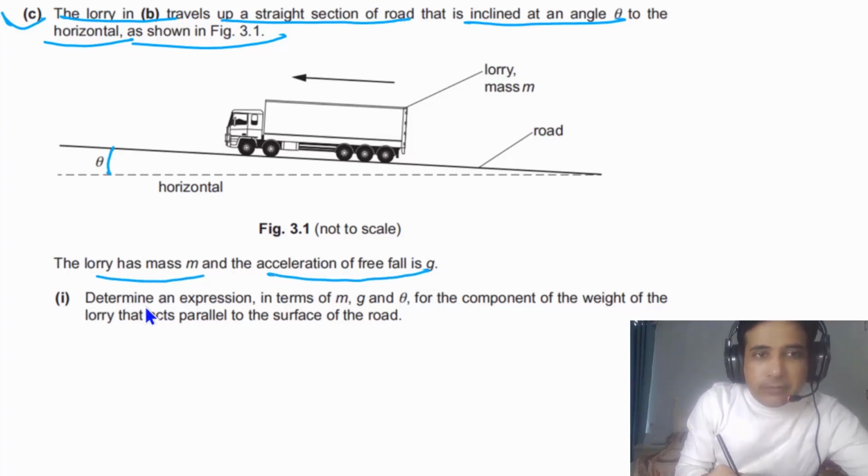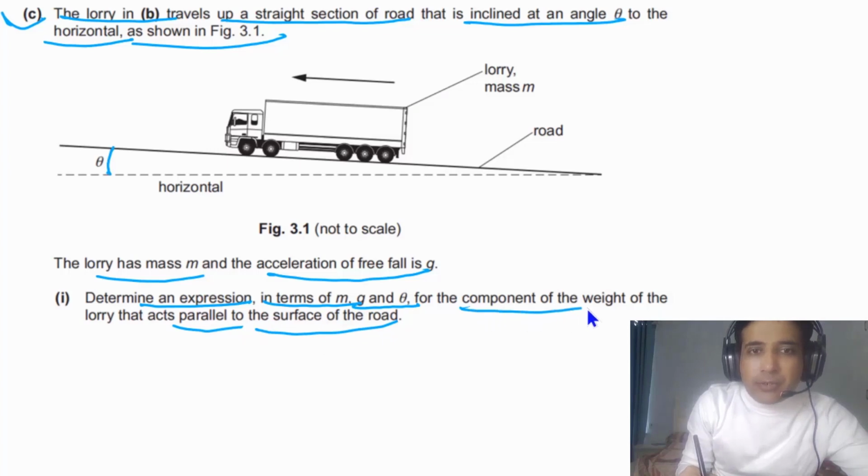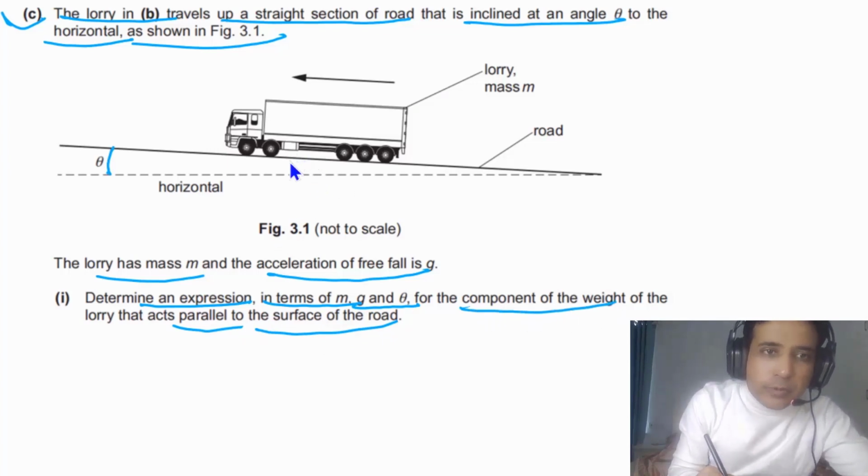For part C1, we need to derive an expression in terms of m, g, and theta for the component of the weight of the lorry that acts parallel to the surface of the road. Component of the weight. So first of all, we can draw our vector for weight, mg. This is weight of the lorry that is acting vertically downwards. So simply we can say this is mg.